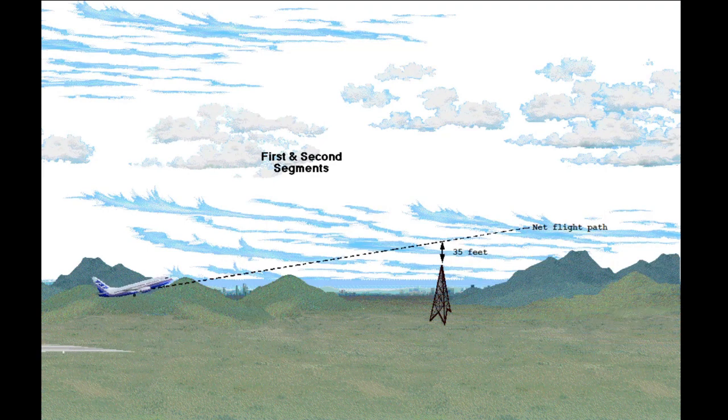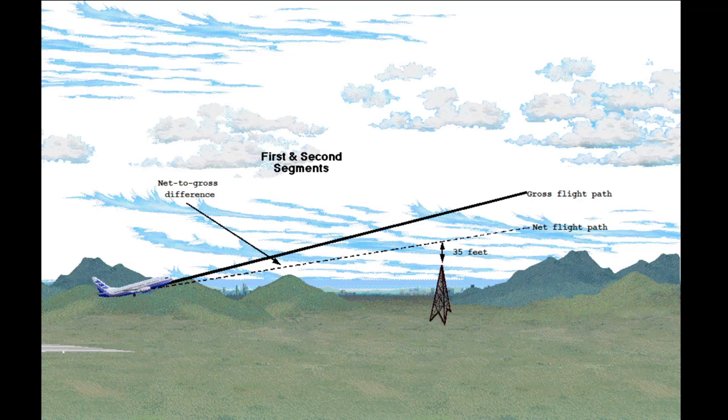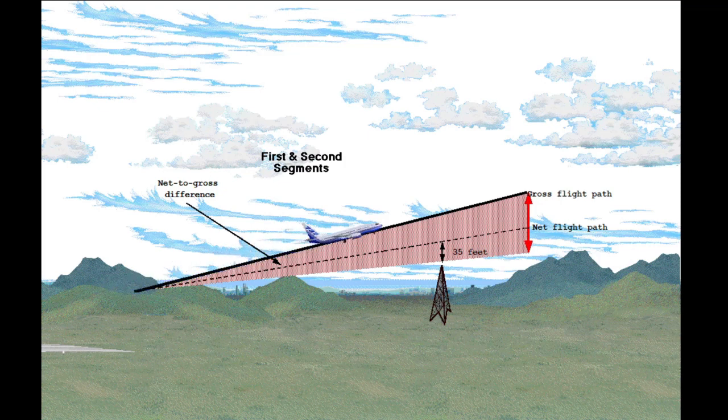Let's look at the flight profile for an obstacle in the first or second segment. The net flight path clears the obstacle by 35 feet. The gross flight path gradient is greater than the net flight path gradient by the net-to-gross difference. This means that actual clearance increases with distance. If there is more than one obstacle, the critical flight path is the one associated with the most limiting obstacle.